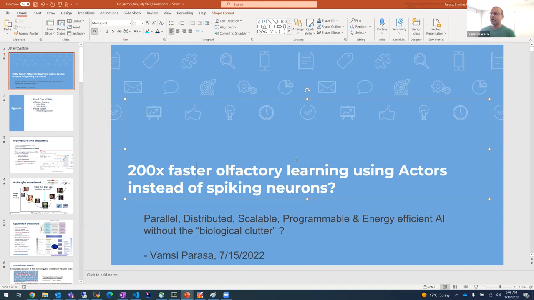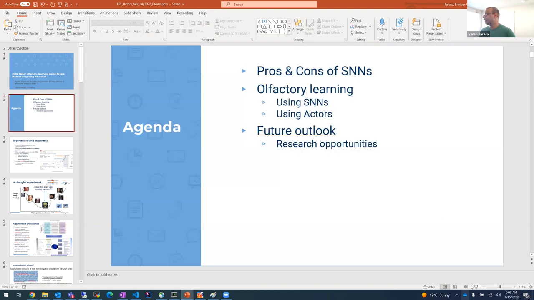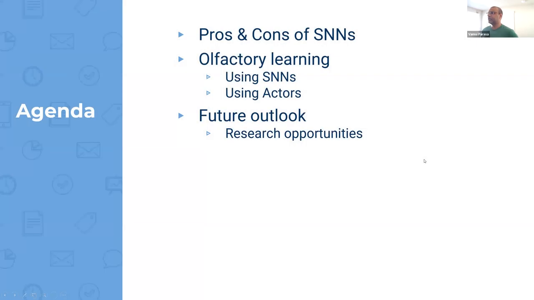Today I would like to talk to you about a 200x faster olfactory learning algorithm using actors instead of spiking neural networks. Here's a brief agenda. I'll go to the presentation mode. Here is the brief agenda.